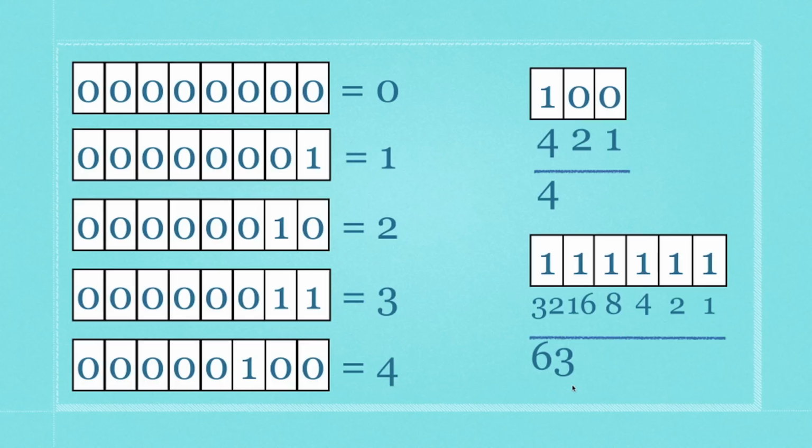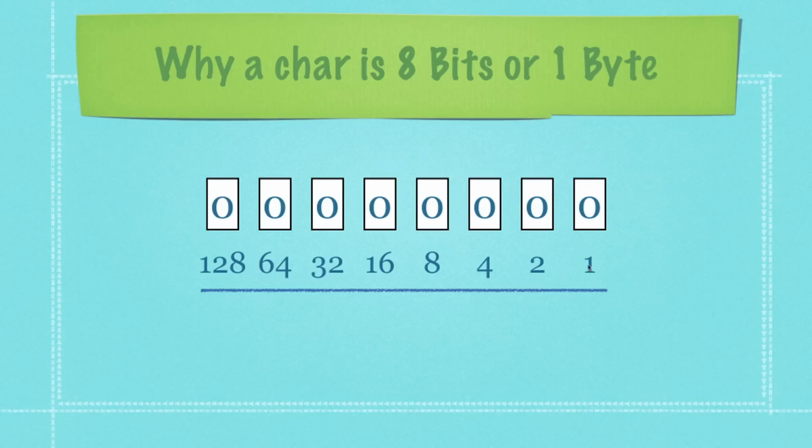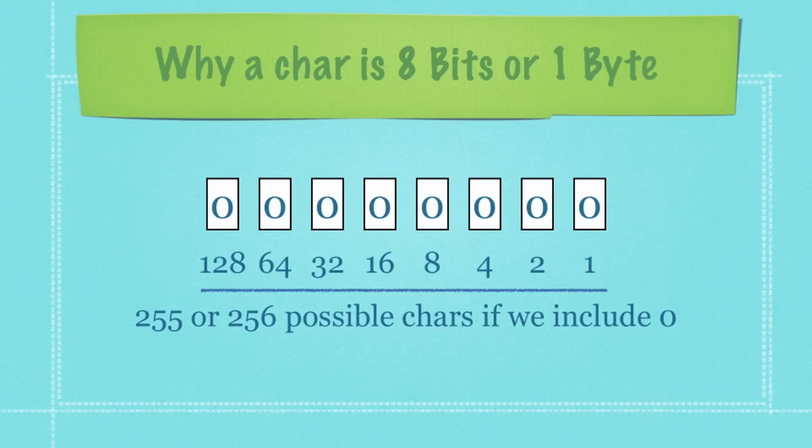So in reference to exactly how characters work, why exactly is a character 8 bits or 1 byte inside of memory in our computer? Well, here we have all zeros and we have a byte or 8 bits. Like I said before, these numbers are going to continue to double for these 8 bits. And what that's going to allow us to do, if we add up all of these, is represent up to 256 possible characters if we include 0. This actually adds up to 255, but that's not counting 0, of course, as a possible number.